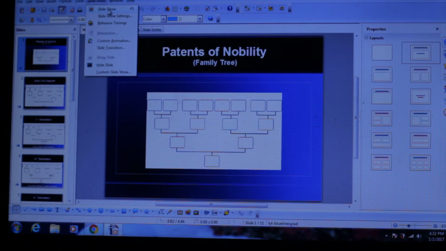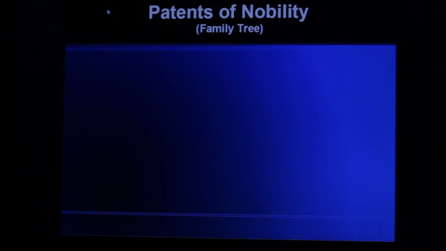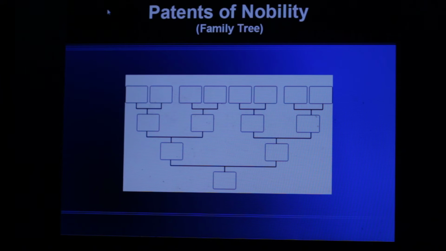Now we're going to do patents of nobility, which is really a family tree. We did something like it before with the Romans, but this is a little more intense. It's called patents of nobility family tree. A family tree lists all your family members, from you to your cousins to your uncles, grandparents, parents, and sometimes even your great-grandparents. There's an example there of 4 generations. You see the bottom's the first, second is right here, third generation there, fourth generation at the top. That's a tree.